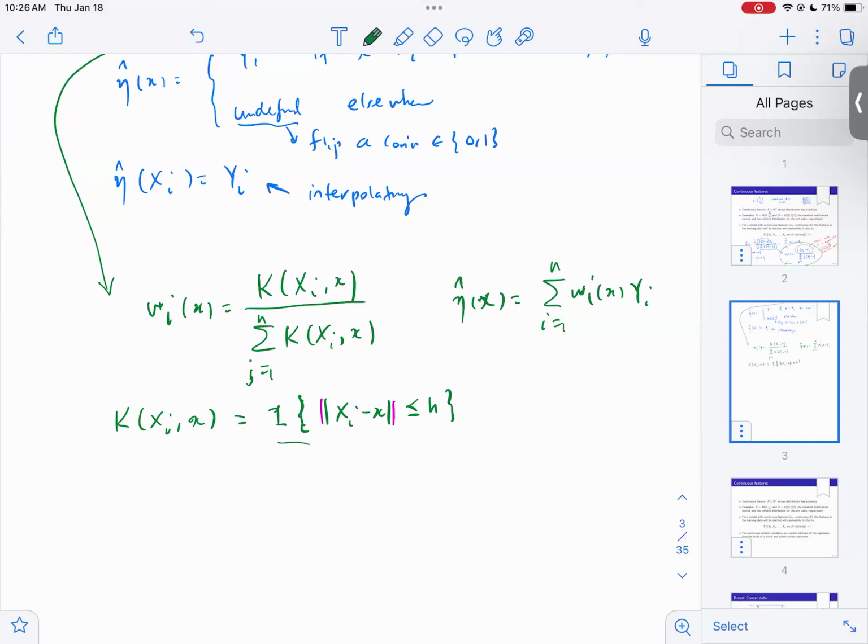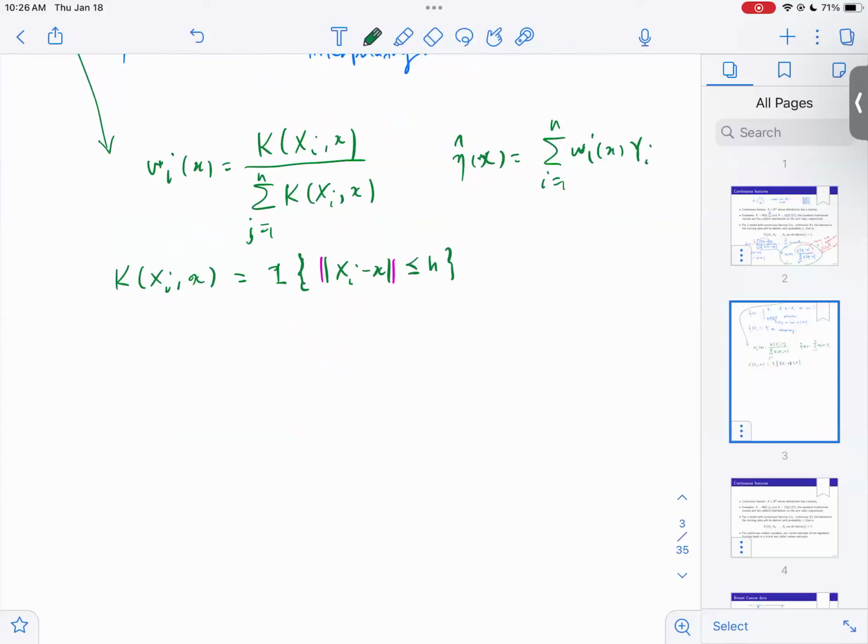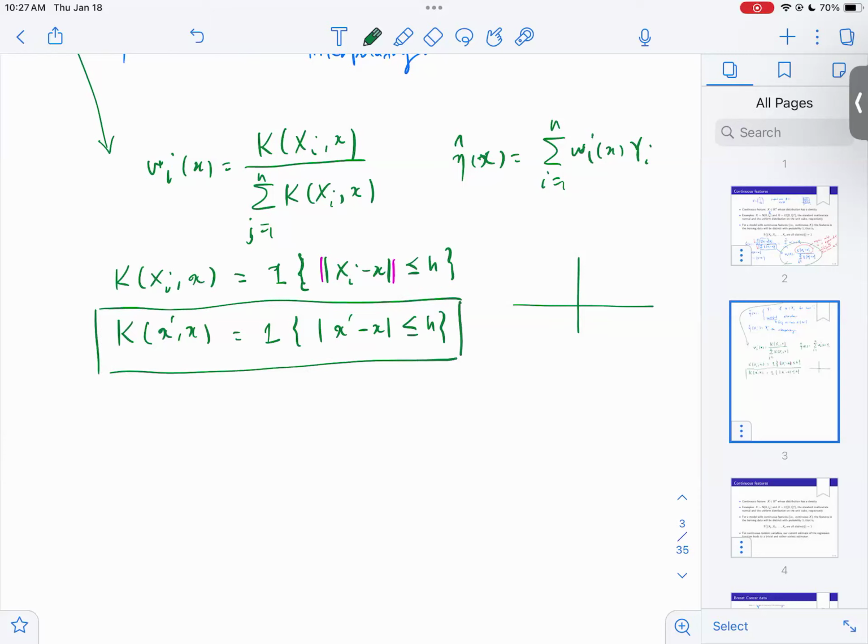For example, this one is sometimes called a box kernel because it looks like a box in the univariate case. You can write it as a function of, let's say, x prime and x. It's just a bivariate function. So if you have a bivariate function that measures similarity, then you can turn it into an estimator. These are called kernel regression estimators. As we'll see, they're called Nadaraya-Watson estimators.